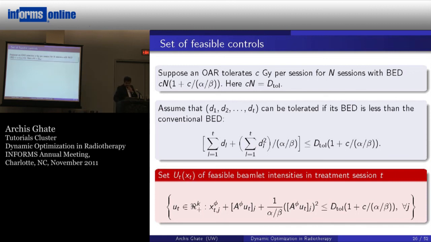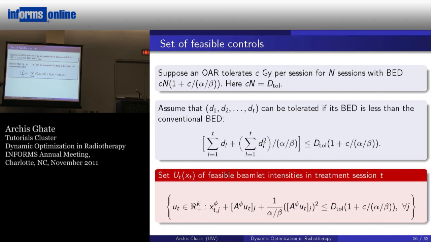And the idea is that here, I'm going to assume that some sequence D1 to DT can be tolerated if its BED is less than the conventional BED. So let's go to the conventional BED. Conventional, remember, is constant: C gray per fraction for n sessions. Suppose that is the constant per session, and it is known that the OAR can tolerate that.